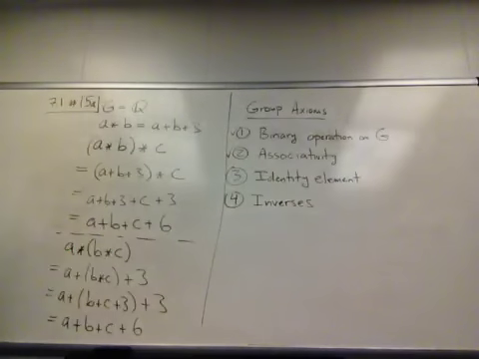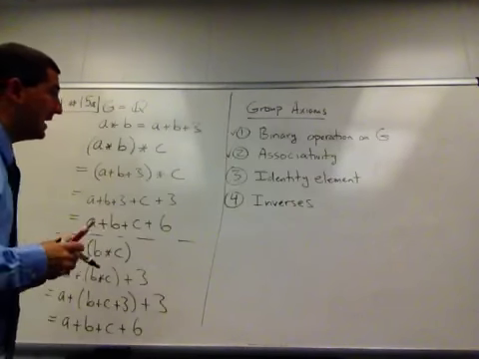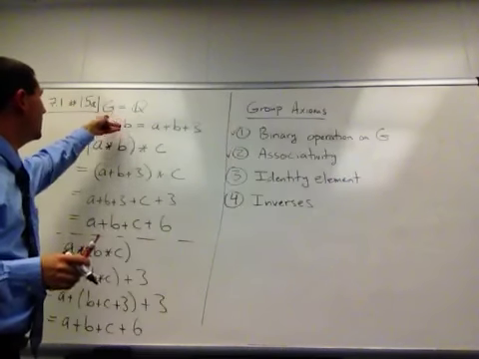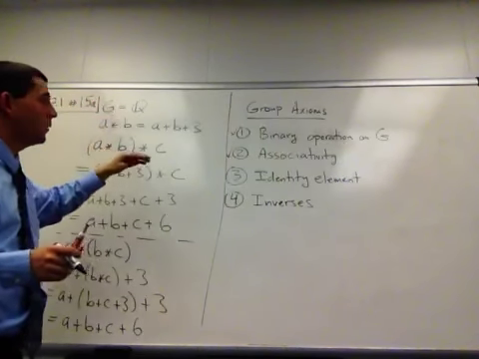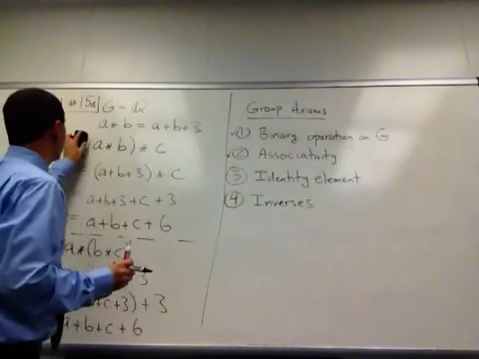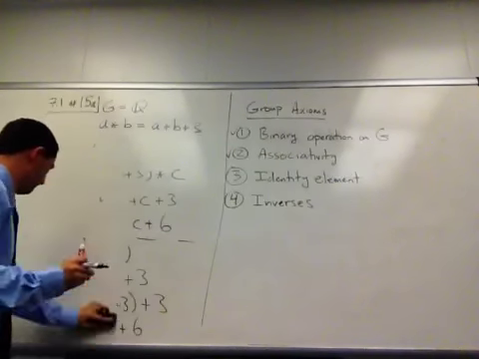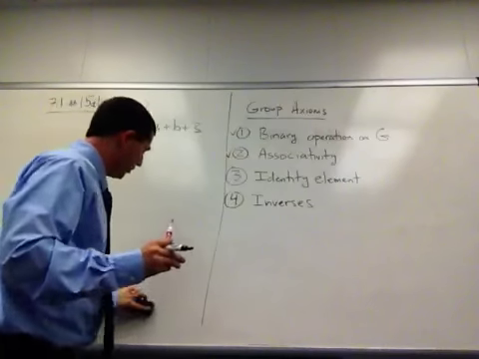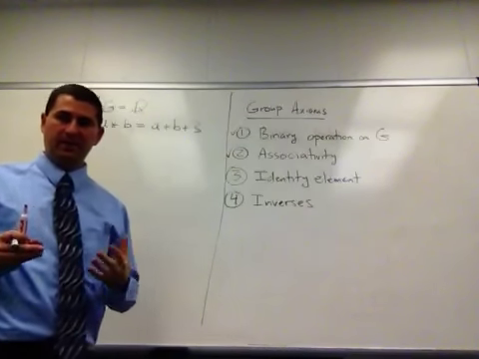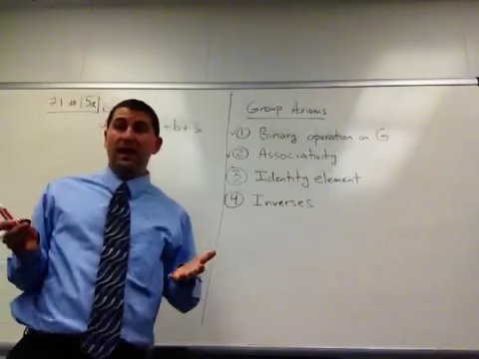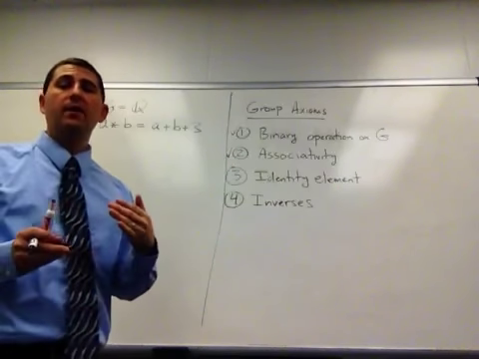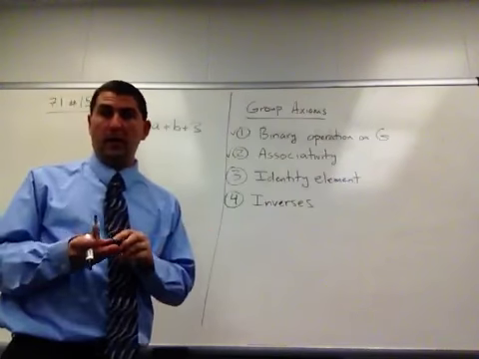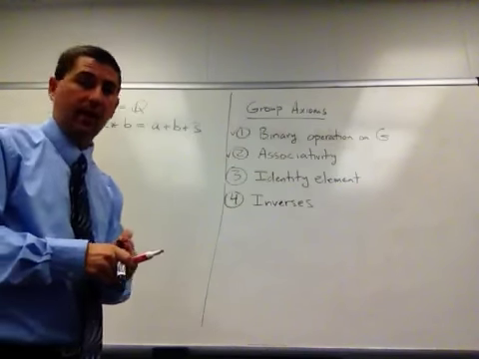Okay, next comes the identity element. So for the identity element, what do we need? We need to find some element that when we apply it to A, say, we'll get back A. Now, there's two good ways of finding the identity element if it exists. One is make a good guess and check to see if it works. The other is figure out, if the identity element exists, what does it have to look like? So we're going to take the second route here.